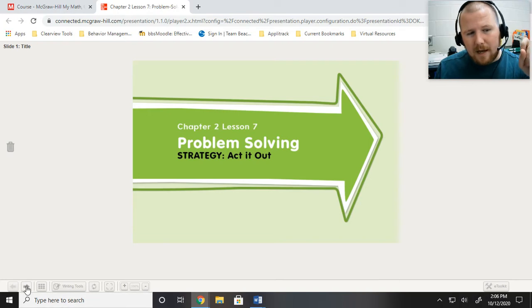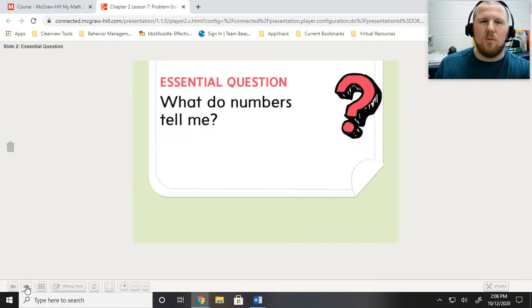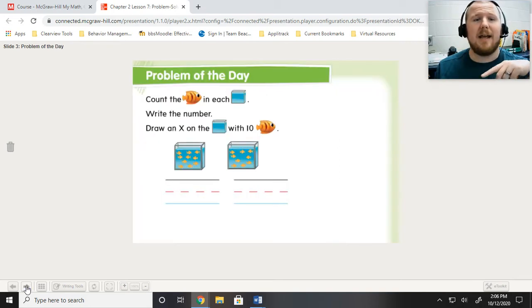But before we do that, let's ask ourselves, what do numbers tell me? That's the whole point about learning numbers. We need to know what they can do for us. And I've already told you that before in the past, but we're going to show you again today. So our first problem of the day, we've got to get through this.